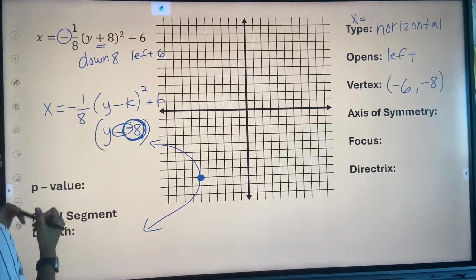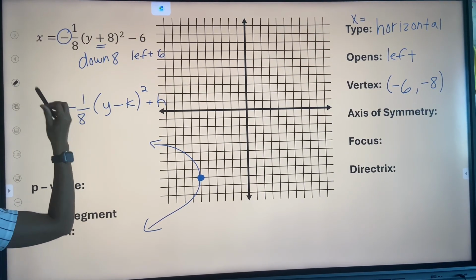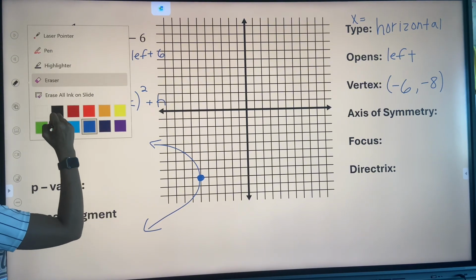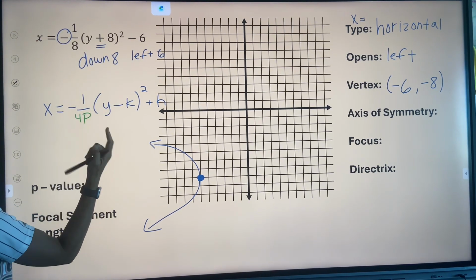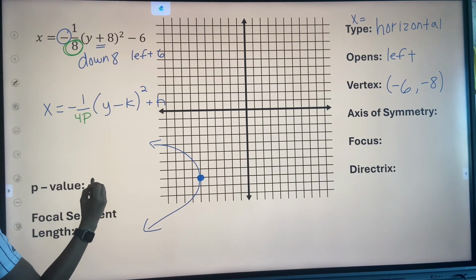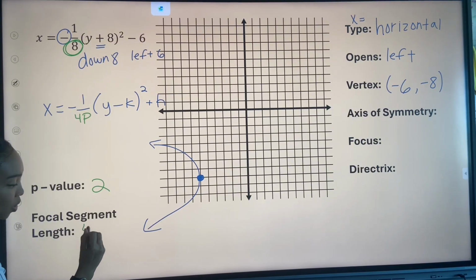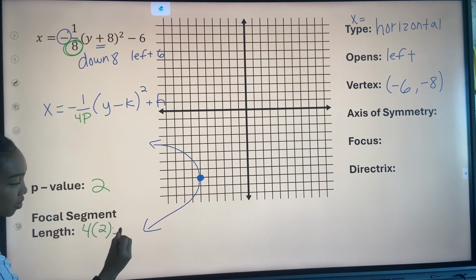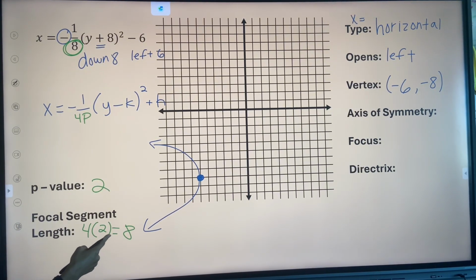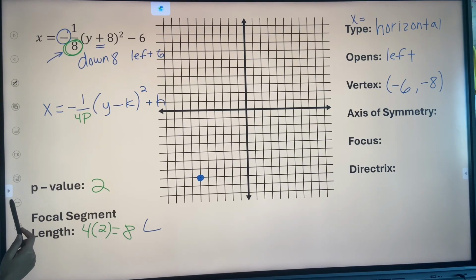Okay, let's figure out the p-value. You guys have an 8 right here. The normal equation has 4p. So 4 times what gave you this 8? 2. So your p-value is 2. Your focal segment, you do 4 times the p-value. So your focal segment is 8. Focal length is basically just the denominator.